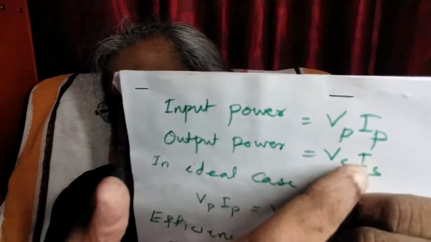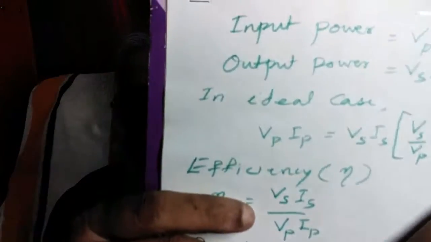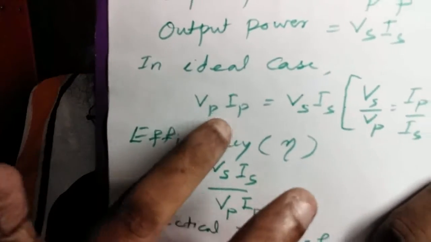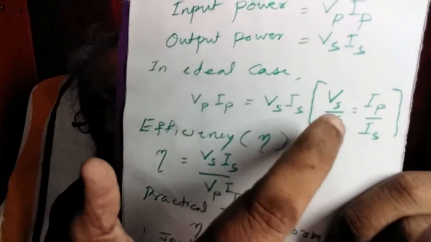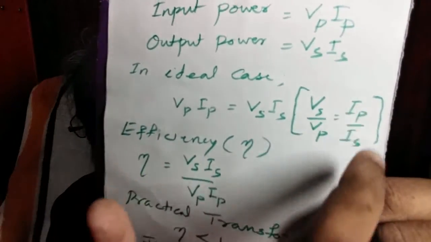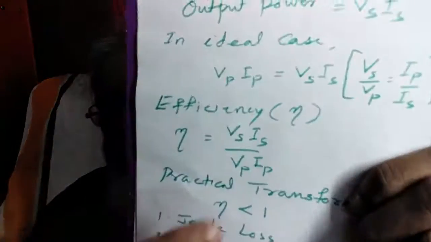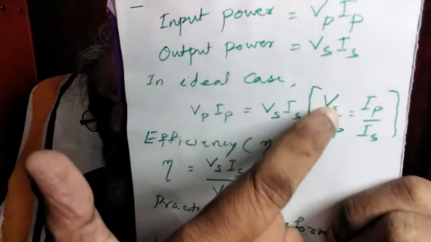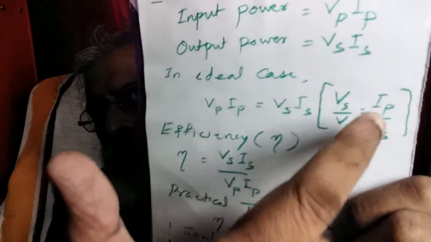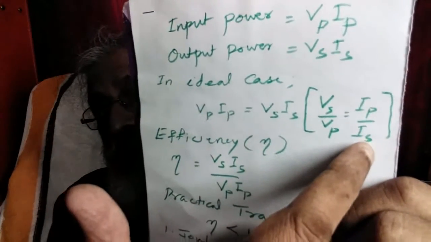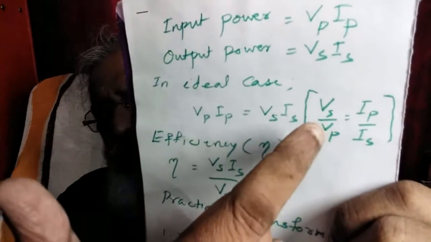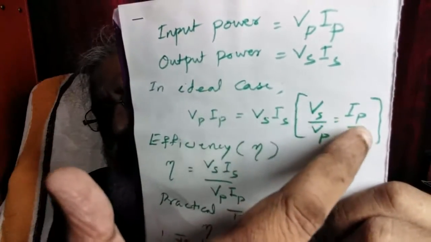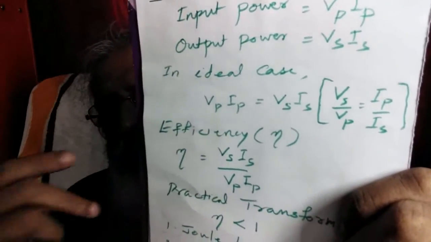Output power is VsIs. If there is no power loss, that is, the transformer is perfectly ideal without any defect, you can equate the two power values, giving VpIp, input power, equals output power, or Vs/Vp equals Ip/Is. In a step-up transformer, Vs is greater than Vp. If Vs is greater than Vp, then Ip must be greater than Is, or Is must be less than Ip. So a step-up transformer of voltage must act as a step-down transformer for current.